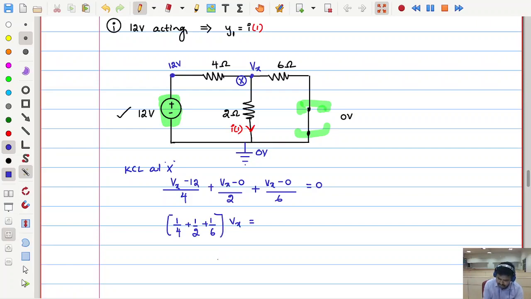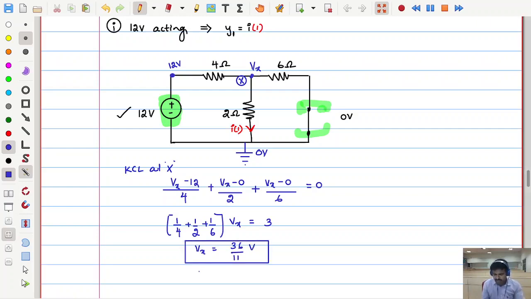The 12 by 4 is 3, so that becomes 3 over here. So how much is this value? Verify: 1 by 4 plus 1 by 2 plus 1 by 6 is 11 by 12. So 3 divided by this answer gives Vx equal to 36 by 11 volts.